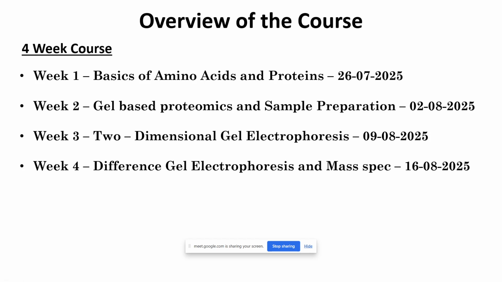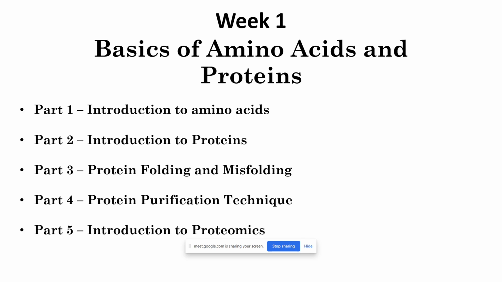In terms of gel-based proteomics, there are two major methods, that is two-dimensional gel electrophoresis and differential gel electrophoresis, and mass spec. So these are the major techniques in terms of gel-based proteomics. There are non-gel based proteomics as well, but in this course you are majorly dealing with gel-based ones.